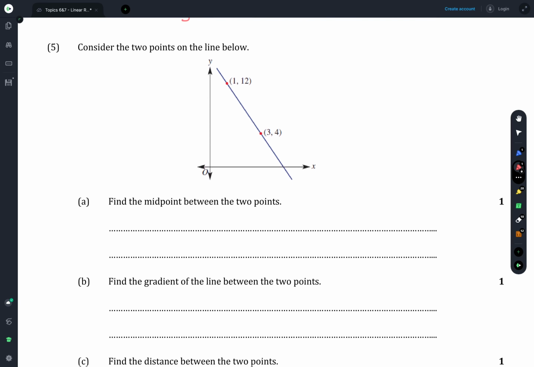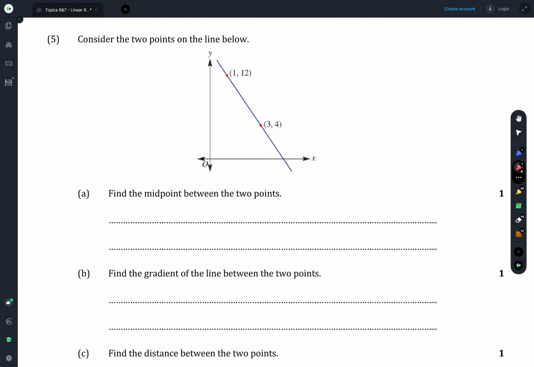Continuing on, consider the 2 points on the line below. First, we want to find the midpoint between these 2 points. So the way that we find the midpoint is we find the average of the x values and find the average of the y values.